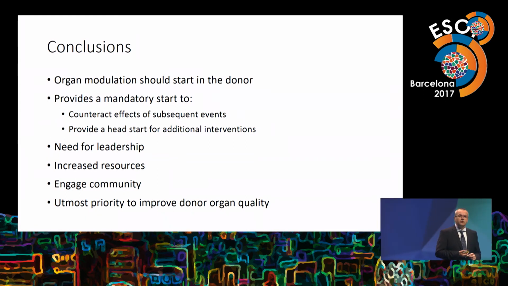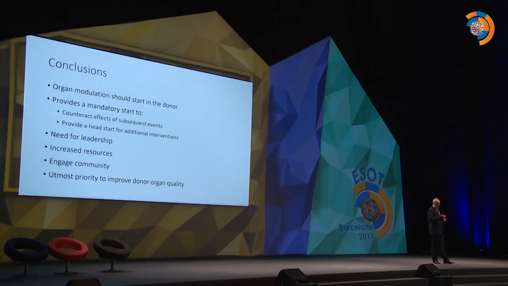Therefore, I would put to you that organ modulation should and can start in the donor. But in the light of the challenges that we've alluded to, in order to implement that clinically, we need significant leadership from the professional bodies, increased resources, and really an engagement of the entire community to achieve this utmost priority of improving donor organ quality.